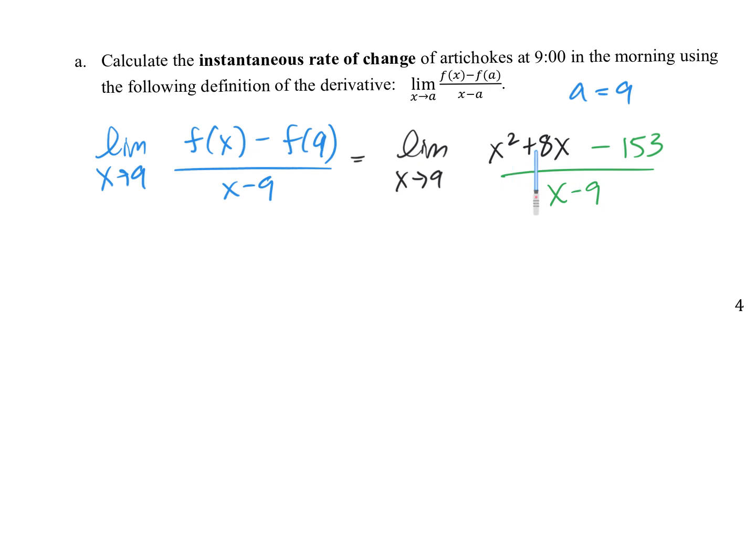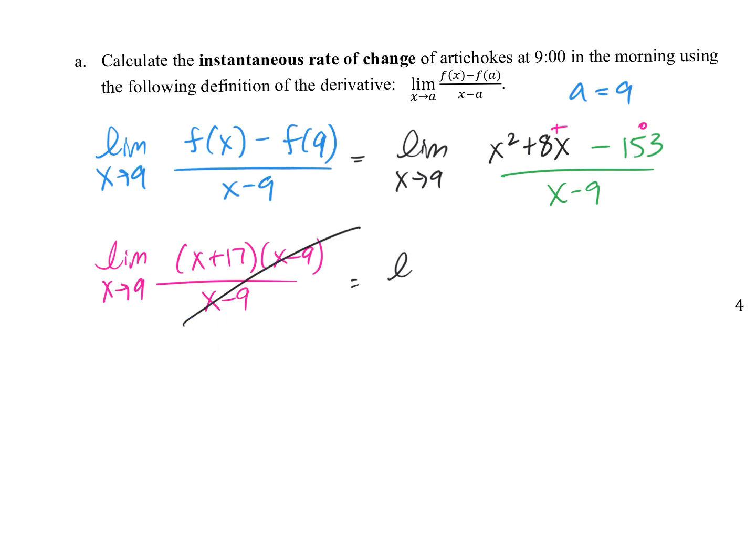This is a little laborious, you guys. If I were to plug in a 9 here, we're going to get 0 over 0. So we've got to factor. So what multiplies to be negative 153 and adds to be 8? I'm just going to help y'all, because I love you. We're going to say 17 and negative 9. Is that helpful that we had a negative 9 there? These are going to cancel. So I'm left with the limit as X approaches 9 of X plus 17.